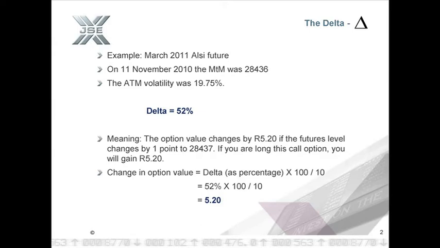So if you're long this call option, you will gain R5.20 in your options premium. How do we get to that? Look at the last equation on screen. We say the change in the option value equals the delta as a percentage. Remember, that's very important, delta as a percentage, times 100 divided by 10. So if you take 52% times 100 divided by 10, you get to 5.2, which means the R5.20. So it's an actual number, an actual cash value.